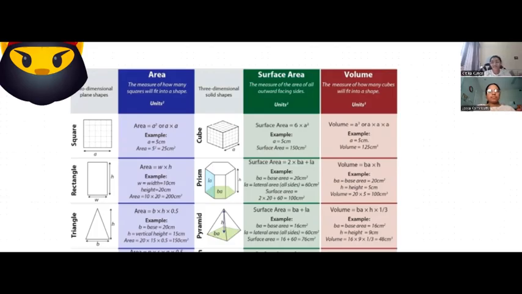Now, let's look at surface area. This gives us a nice definition which says the measure of the area of all outward facing sides is called the surface area. And the unit of this is basically whatever the unit is squared. So the same unit as area, right? Because it's just the sum of all the areas. And then the volume is the measure of how many cubes will fit into a shape. And for this, our unit is going to be units cubed. So this time it's a little different, right? And we'll be explaining how that works later on too.